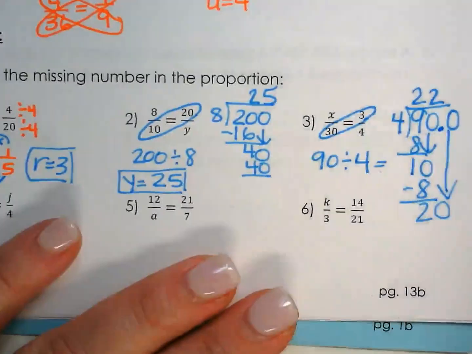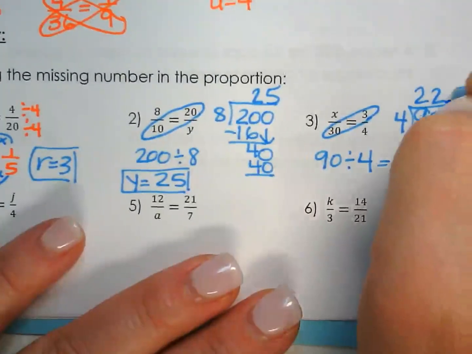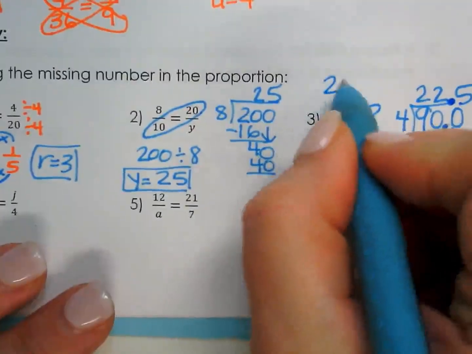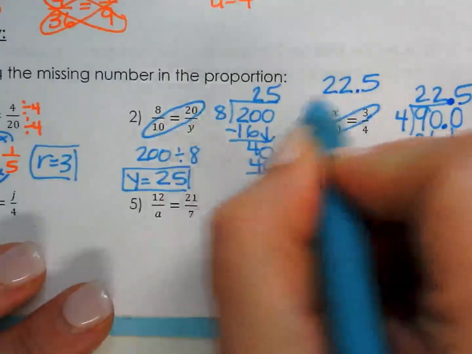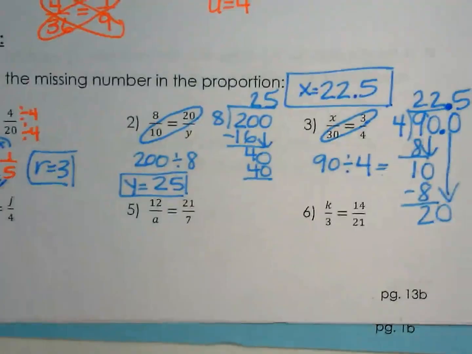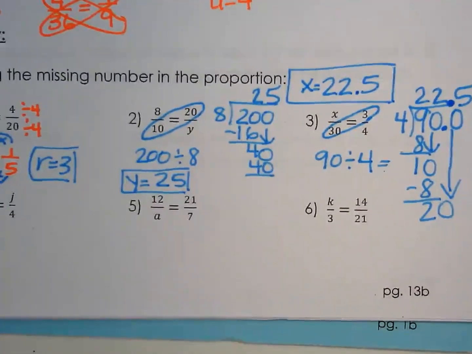How many times is 4 going into 20? 5. Don't forget that that decimal floats up also. So the answer here is going to be 22.5. Now, if you put 22.5, I would take that as well, because that is true. If you put 22 2/4, you didn't simplify.